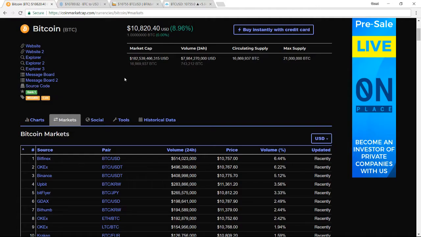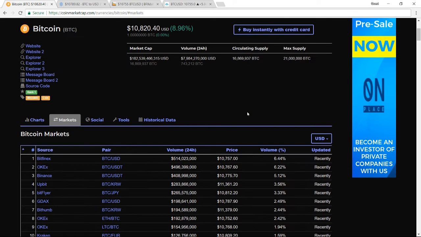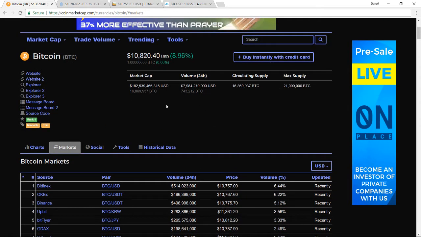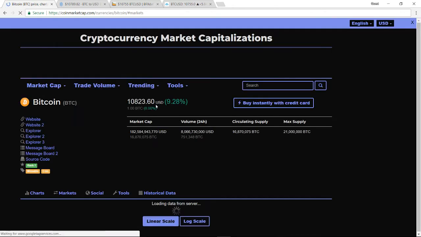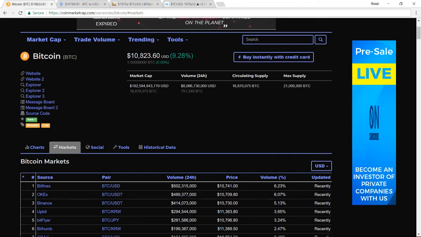When we look at Bitcoin, there are many different markets that we could trade on. GDAX accounts for 2.49% of the total volume that happens within the Bitcoin market. Right now, when we look at this asset, we'll do a quick refresh just to make sure we have the most recent data. We can see in the last 24 hours, price is up 9.28%, trading at around $10,823 on average. That's what we're listed at here.